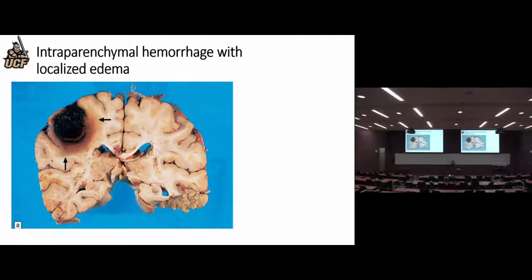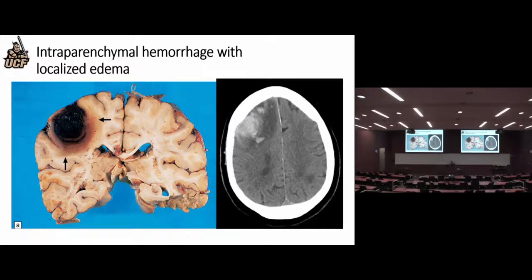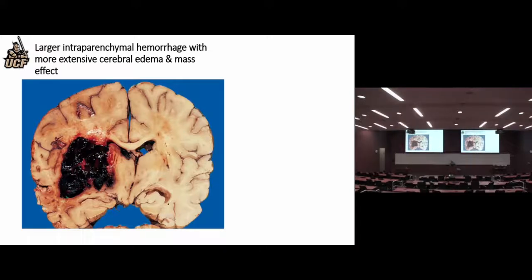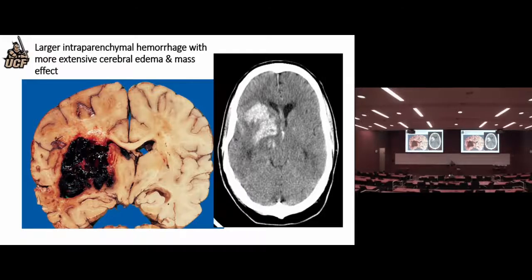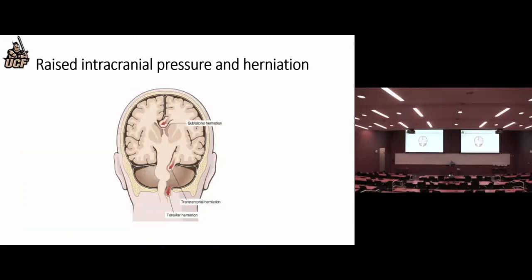And here's an example. So we're trying to correlate pathology and radiology. Here's this on the gross pathology, and you saw the radiology, and there's the rim of edema. This is the same illustration I had before. Another large intraparenchymal hemorrhage. Shows it on the CT scan.